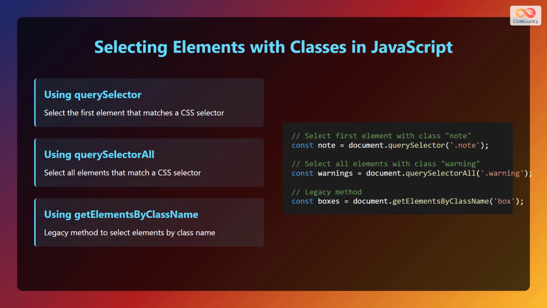Here are code snippets demonstrating this. The first line selects the first element with the class note and assigns it to the variable named note. The second line selects all elements with the class warning and assigns them to the variable named warnings. Finally, the last line selects all elements with the class box using the legacy method.